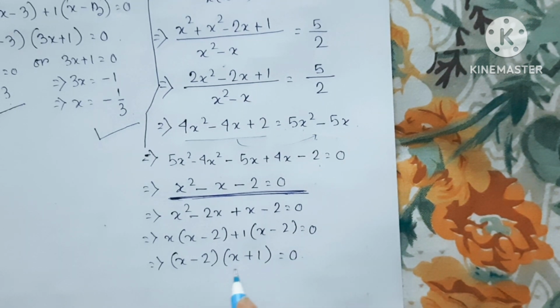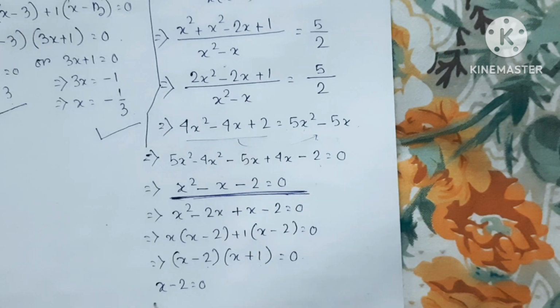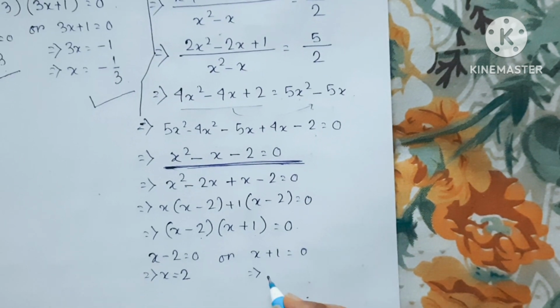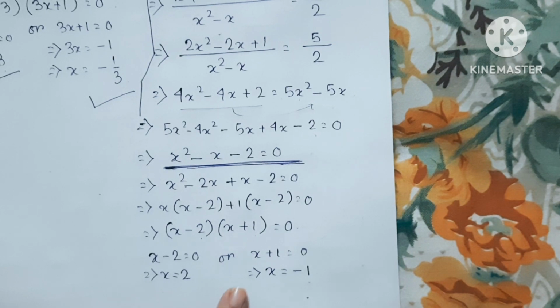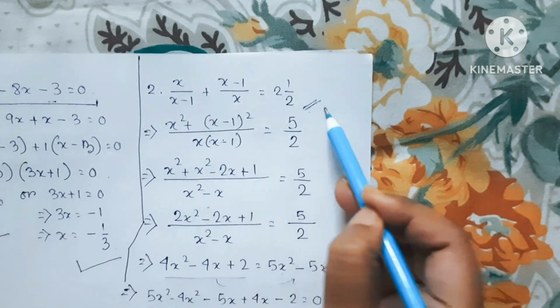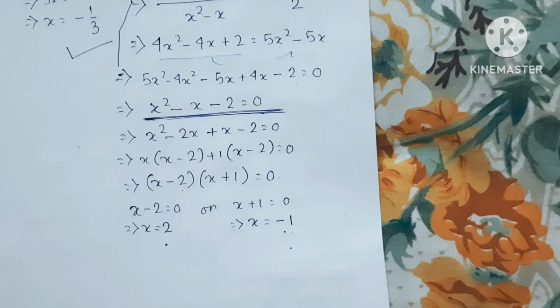See, we have done factorization and we have got 2 factors, x minus 2 and x plus 1. Now you have to apply the zero product rule here. So you will get x minus 2 equal to 0, that means x equal to 2, or x plus 1 equal to 0, that will give you x equal to minus 1. Okay. So you have got two roots of the given equation. The equation is this one, and the answer is here, 2 and minus 1.